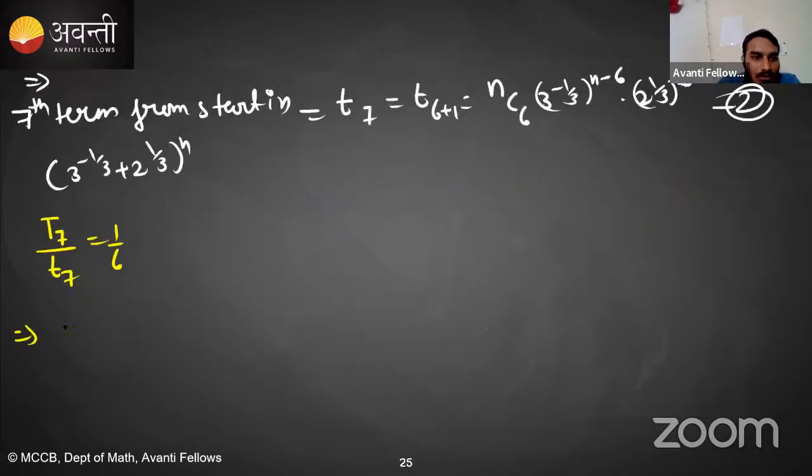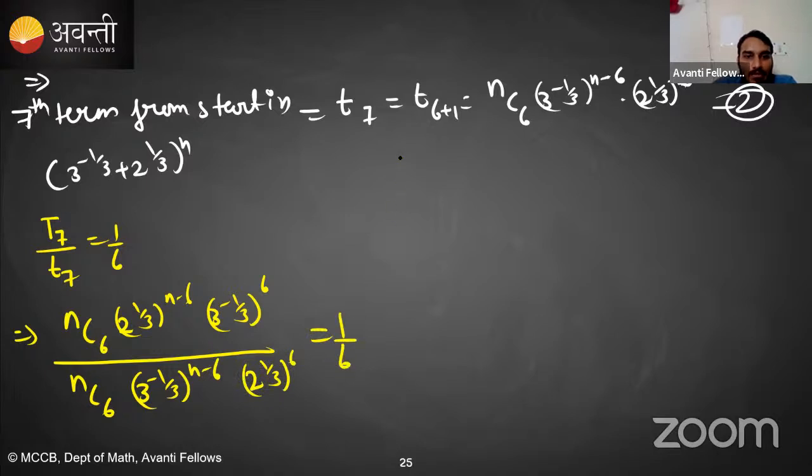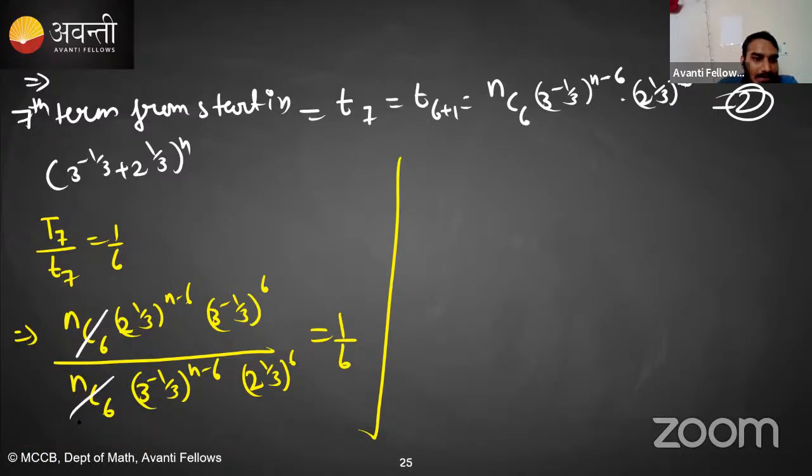So let's see. T7 is nC6 into 2 raised to the power 1 by 3 (n minus 6) into 3 raised to the power minus 1 by 3, whole power 6, divided by nC6 into 3 raised to the power minus 1 by 3 (n minus 6) into 2 raised to the power 1 by 3, whole power 6. It is equal to 1 by 6, that is according to the question. Clear? So now nC6 cancels out.